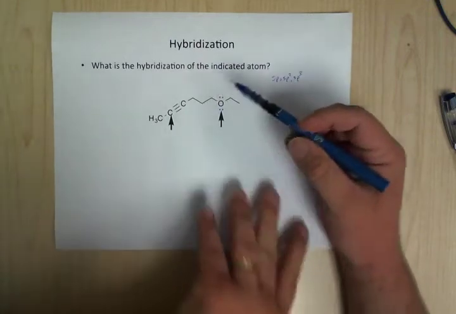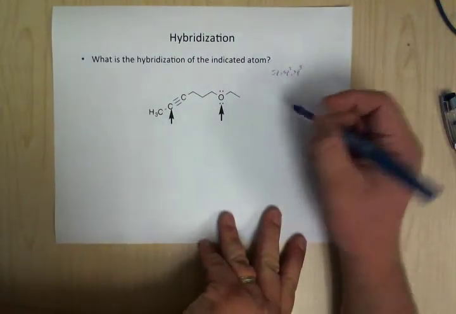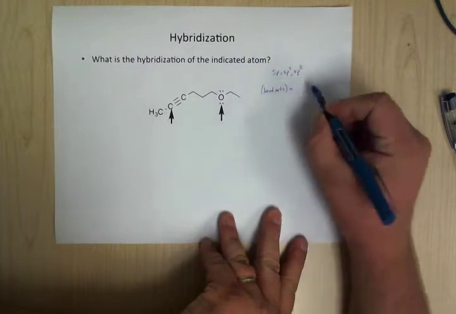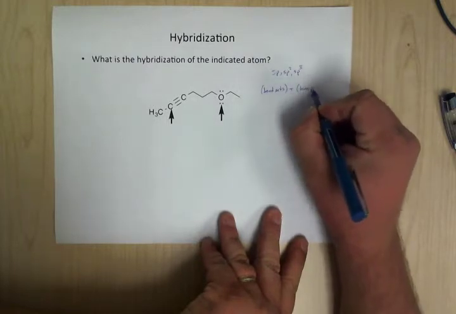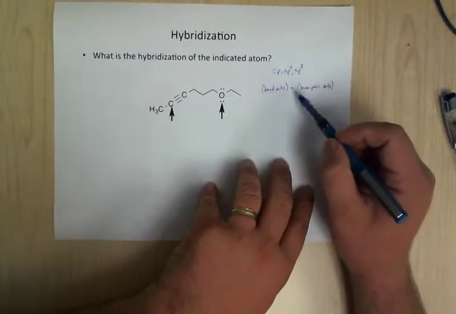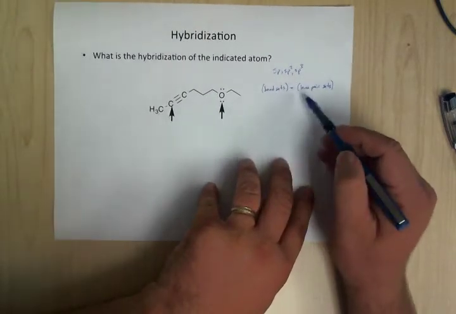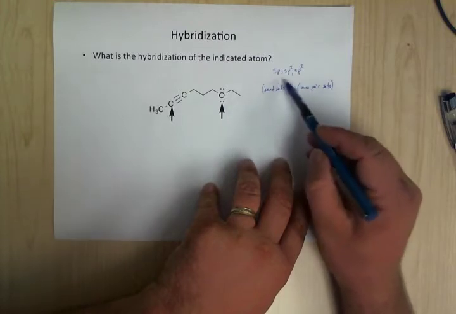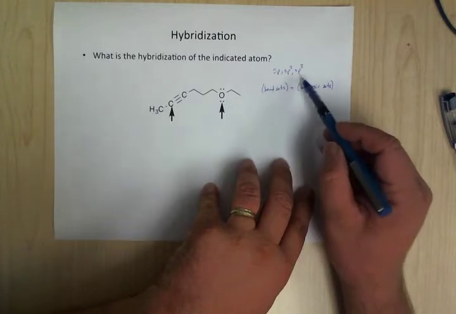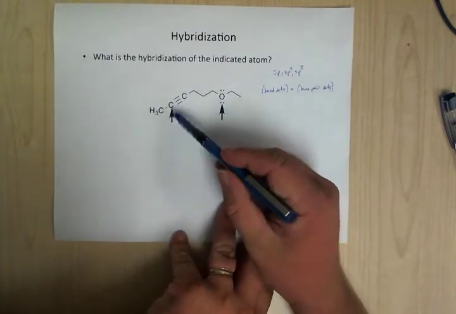And so what you want to do is you're looking for bond sets plus lone pair sets. That'll tell you how many letters. Once you add those up, that's going to tell you how many letters you need in your hybridization.